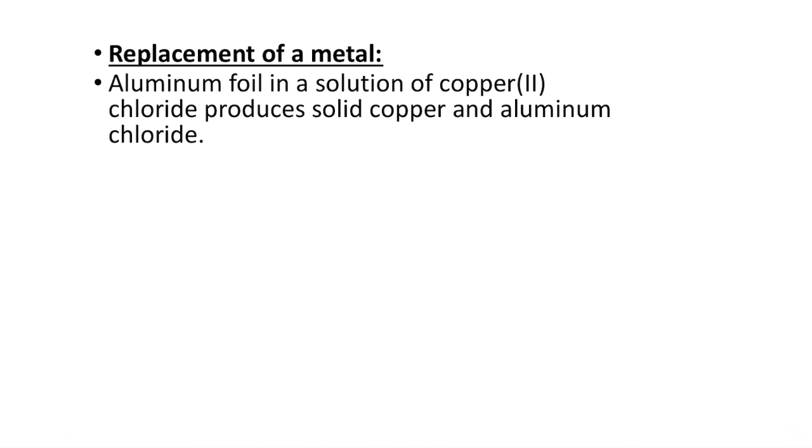Replacement of a metal. Aluminum foil is in a solution of copper 2 chloride. It produces solid copper and aluminum chloride. So aluminum foil is just Al. It's reacting with CuCl2, producing copper metal and AlCl3.